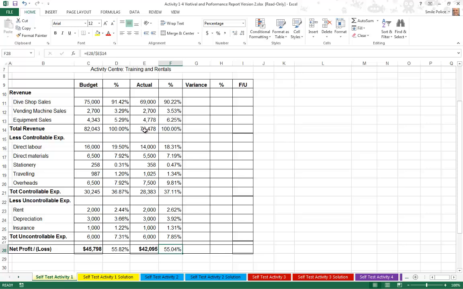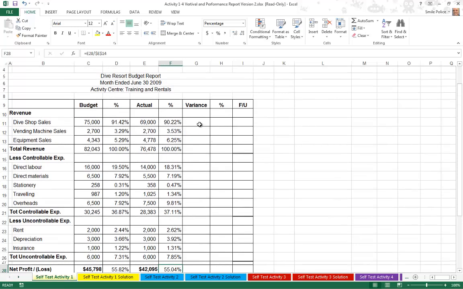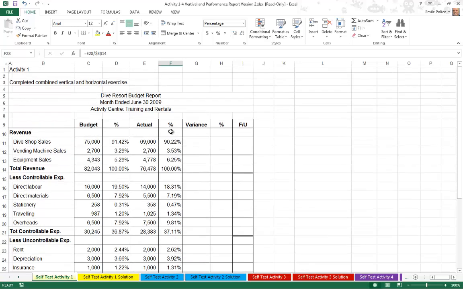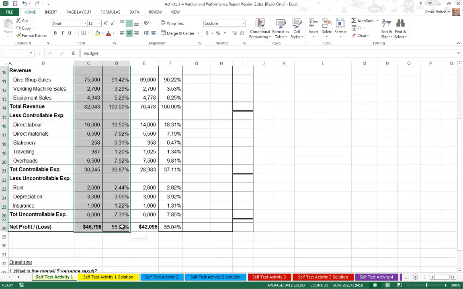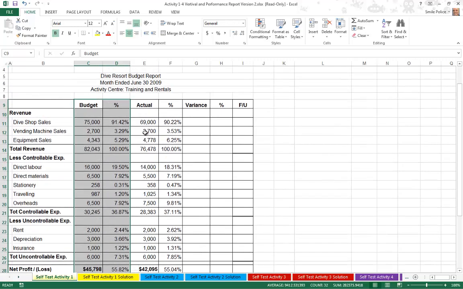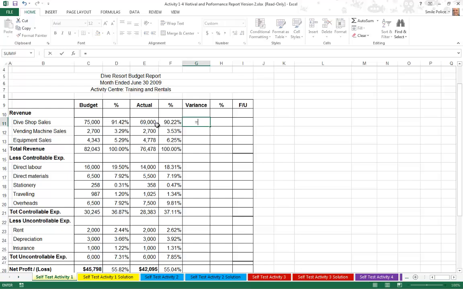So now we have what's called our variance report, and the percentage, it's called the vertical and horizontal exercise, to be honest. Now we have our variance: the difference between what we thought we were going to get, what we predicted, and the actual figures after the event. So how did we perform? Equals the actual minus the budgeted. In this case, we had $6,000 less than we wanted. We thought we were going to get $75,000, but we got $69,000. So in that case, we're negative.